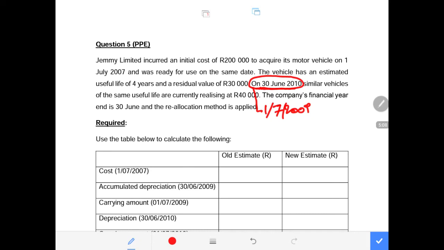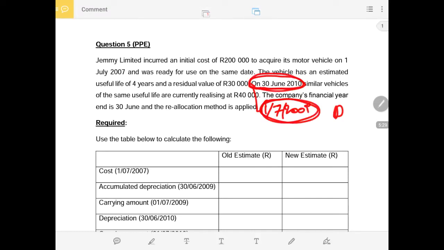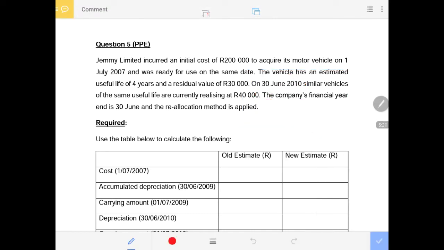Remember, the year 2010 started on 1st July 2009. That means it will be July, August, September, October, November, December 2009, January, February, March, April, May, June 2010. So now this year that ends on 30 June started on the 1st of July 2009. So now that means we are to bring this date up until the 1st of July 2009.